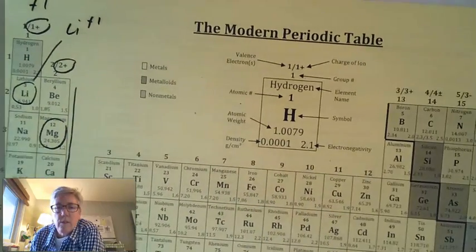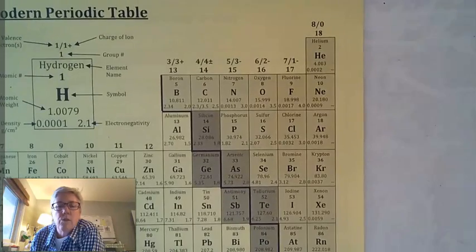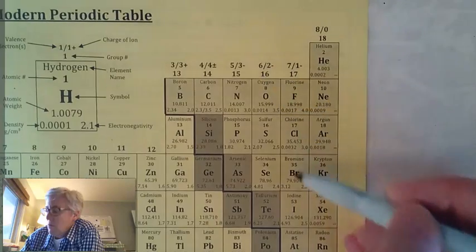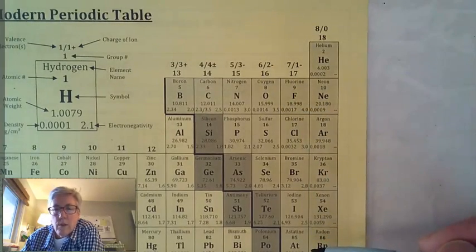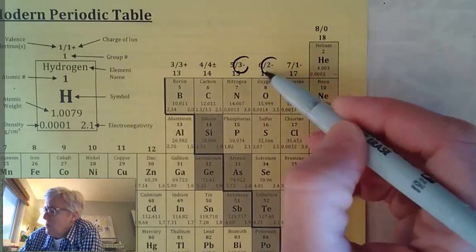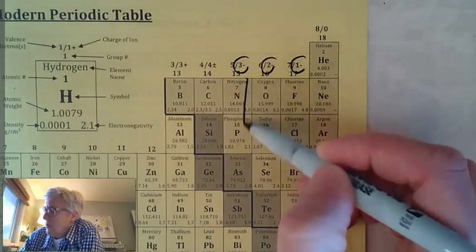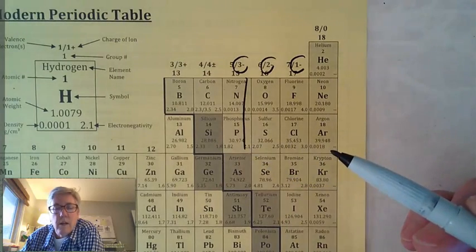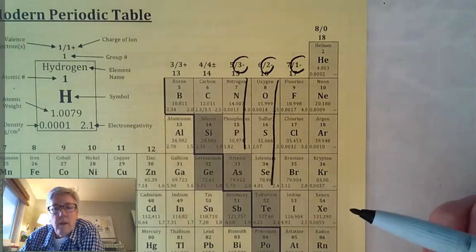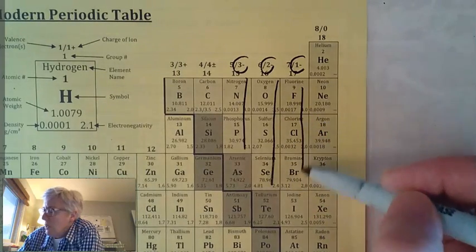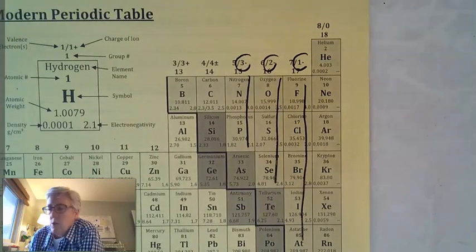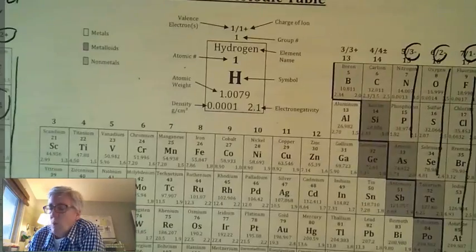I'm just showing you this because it's going to be important later and also just to introduce you to it. These are the nonmetals over here. They tend to gain electrons to become negatively charged, and the charges are written on the tops of the columns. Everything in this column, if it's an ion, tends to have a -3 charge. Everything in this family tends to have a -2 charge, and the halogens, when they become ions, tend to have a -1 charge.